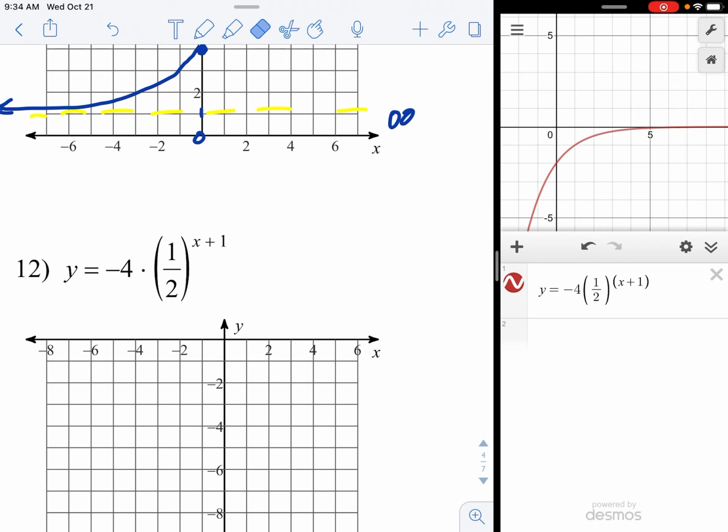Now, did my graph shift up or down? No, it didn't. What does that plus 1 right there do? When you add 1 to the x only, that actually moves the graph left or right.